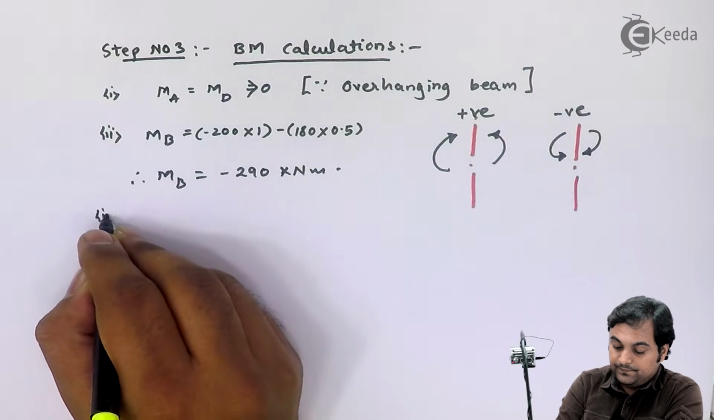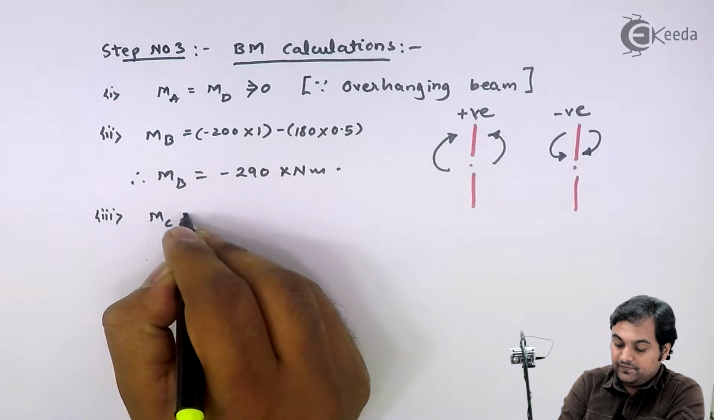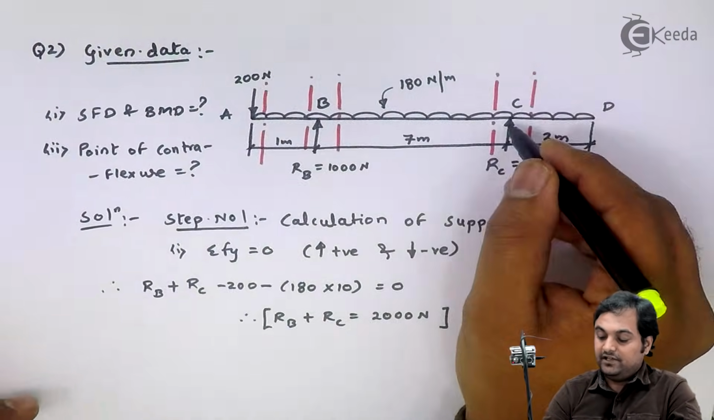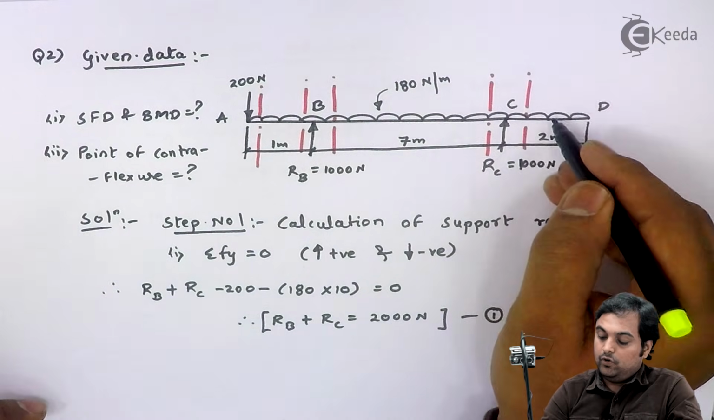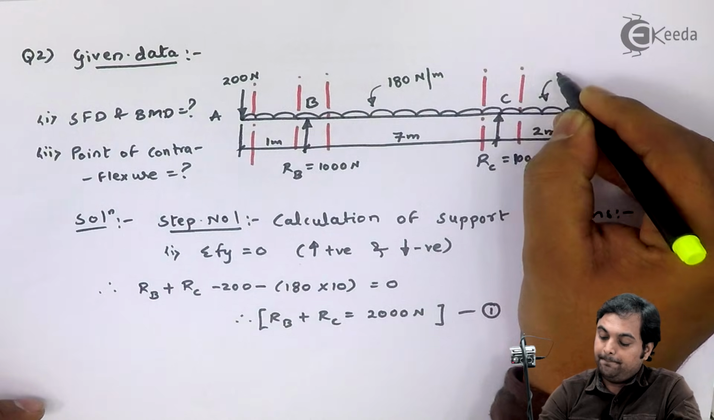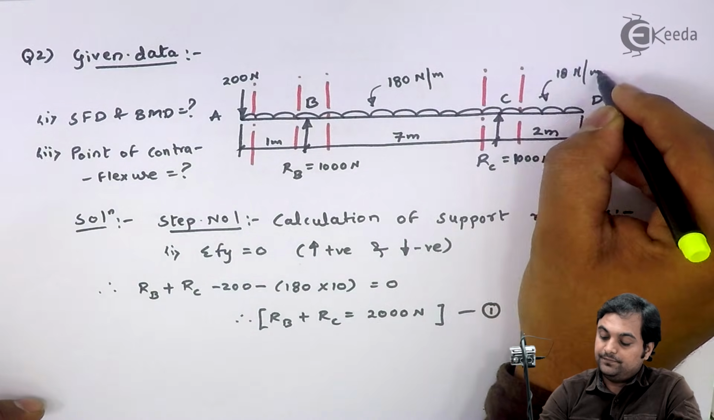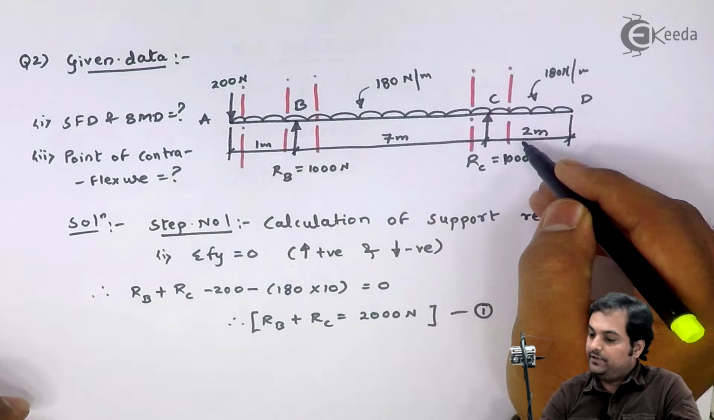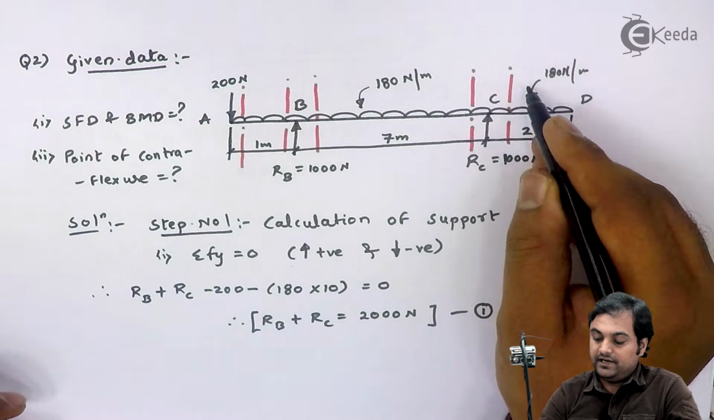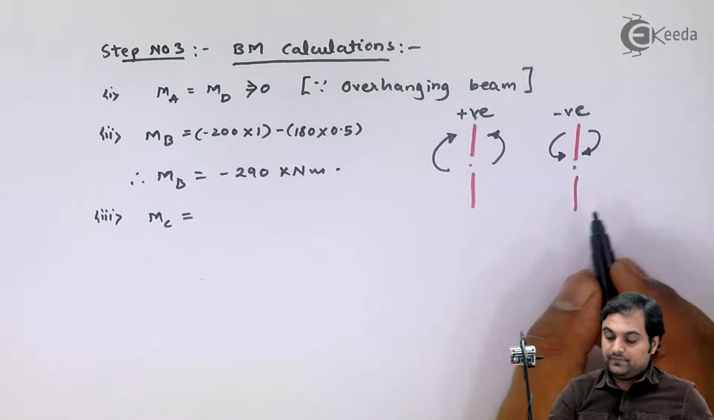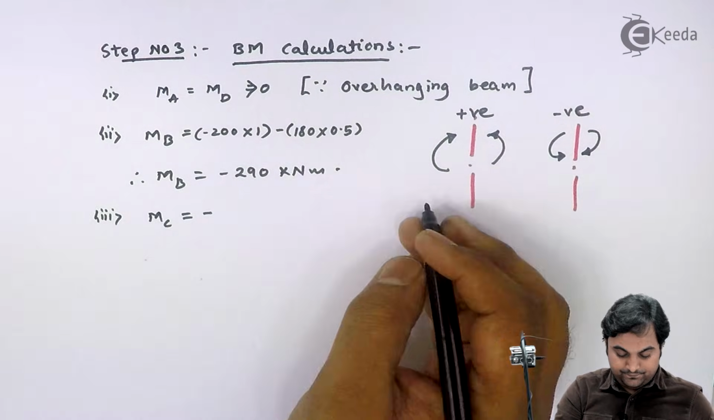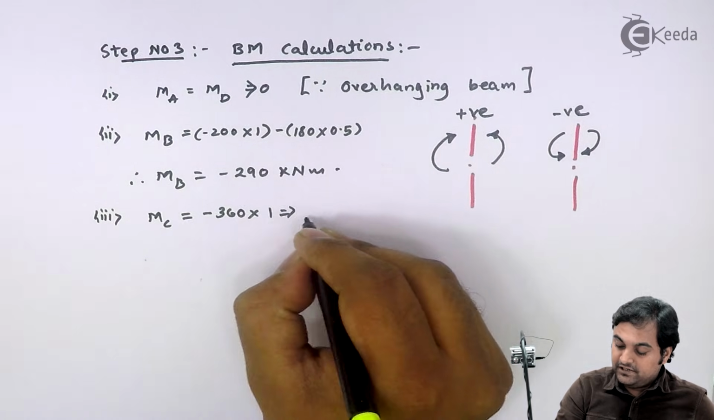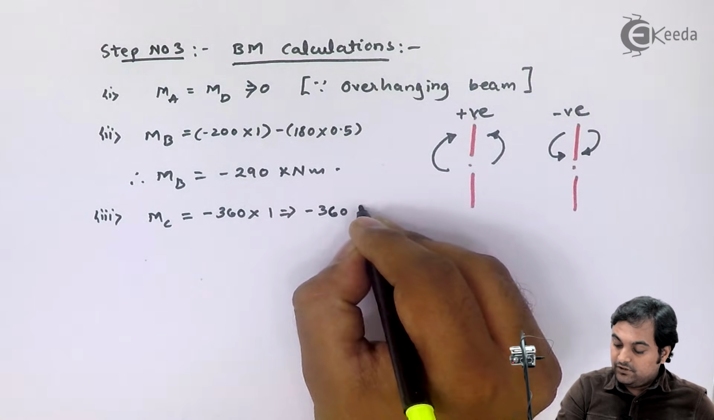Then moment at C is equal to, here I will be having, if I take the section at C, this would be 180 Newton per meter acting at 2 meter distance. So if I multiply 180 into 2, I would be getting the value of force, that is 360 Newton acting at half. So here I have minus 360 into 1, that is minus 360 kilonewton meter.